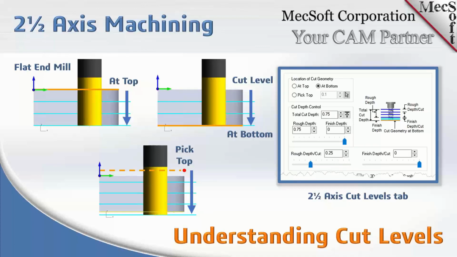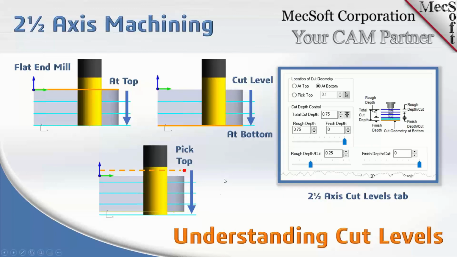Now, just ask yourself, the control geometry that I selected, where is it in relation to the depth of the cut? Okay, is my control geometry at the top of the cut, like on the top right image? Is the control geometry at the bottom of the cut, like in this image here? Or if your control geometry is not on the top or the bottom, or if you want to specify a different top position to start cutting, you can use the pick top.